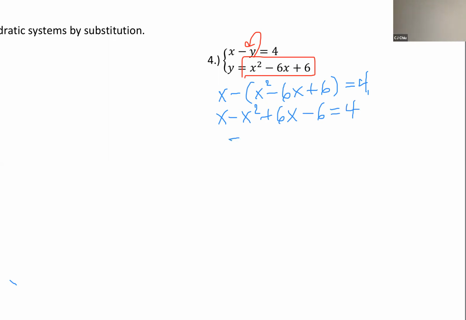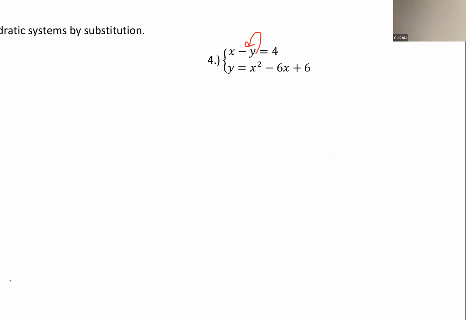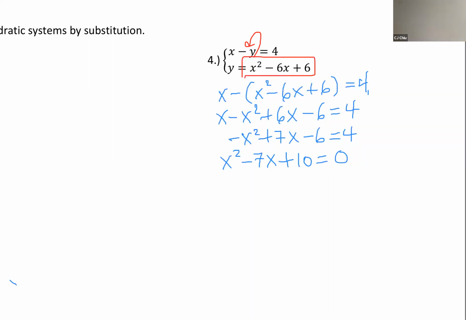Negative x squared plus 7x minus 6 equals 4. So what you want to do is push everything over to the right side so that x squared is positive. So x squared minus 7x plus 10 equals 0. Or you could push the 4 over this way and just change all the signs, either way. But that x squared term should be positive, just to make your lives easier.